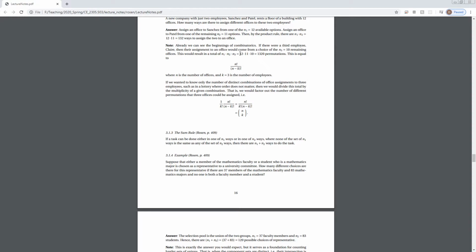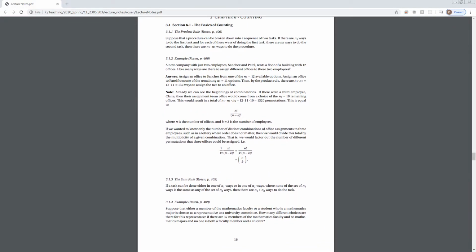But when there are fewer employees than offices, then it's very similar, but we use the product rule, and we continue to apply it. So if we had a third employee, Claire, then whenever her choice came, there would be n3 equal to 10 remaining offices for her to choose after Sanchez and Patel had already been assigned. And that would be n1 times n2 times n3, and so forth.